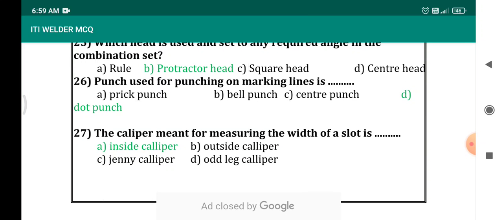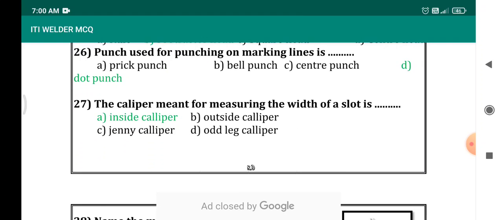Some of you, by mistake, will mark the center punch. The purpose of center punch is providing the center hole for a lathe job. The caliper meant for measuring the width of a slot is inside caliper. The slot will be measured by inside caliper. Thickness of other will be measured by outside caliper. A slot is an inner dimension, so it will be measured by an inside caliper.